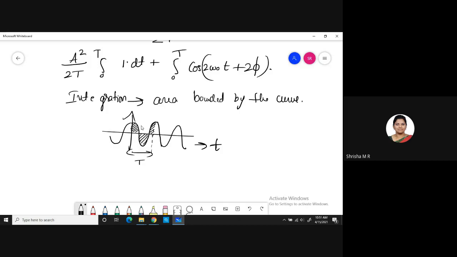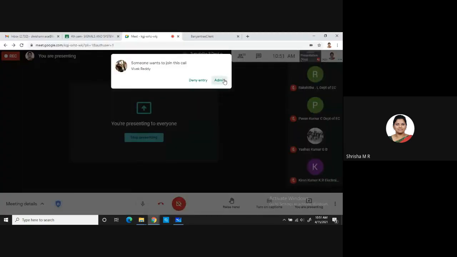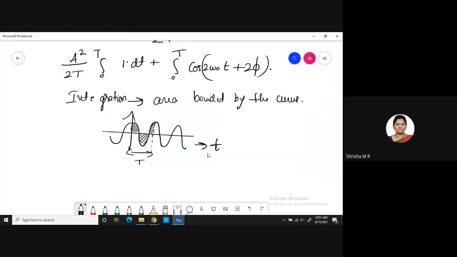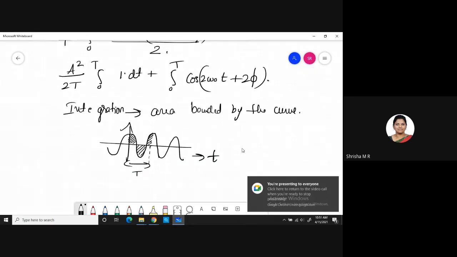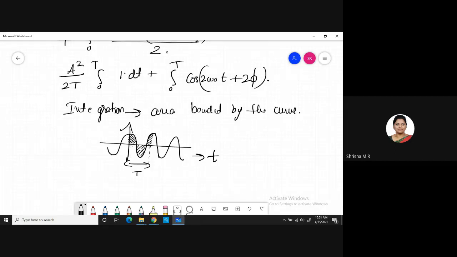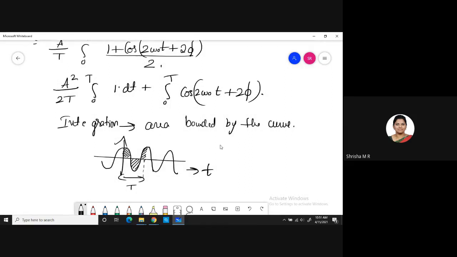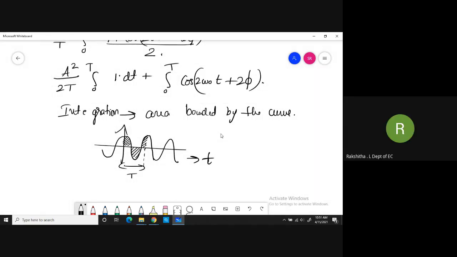So what is integration of cosine over the entire period? So area is nullified here, right? This is positive area which is equal to negative area. If you add these two, you'll get this, right? So it will nullify the area, right? Yes or no? Yes, ma'am.